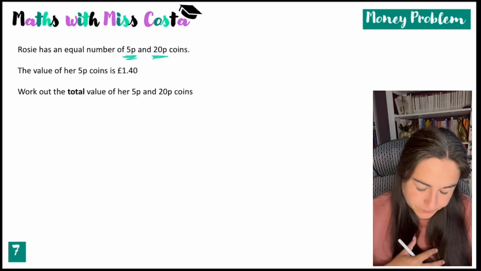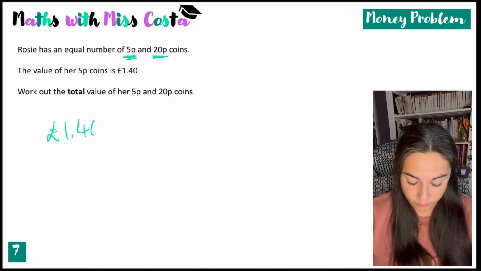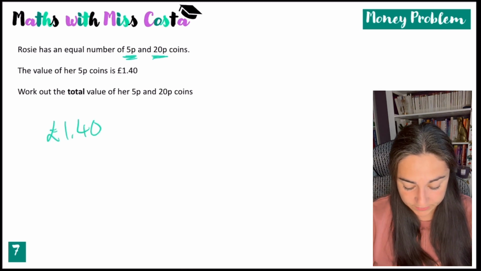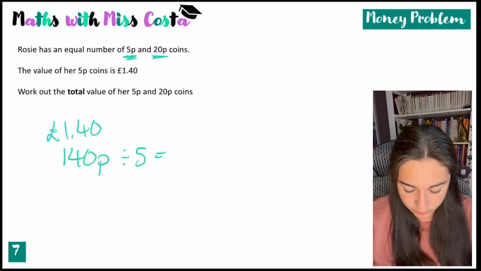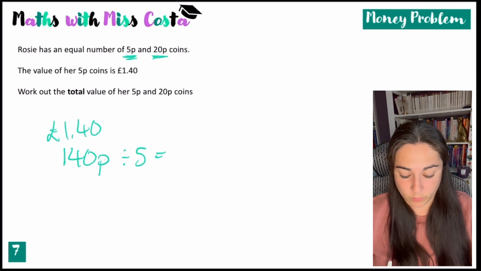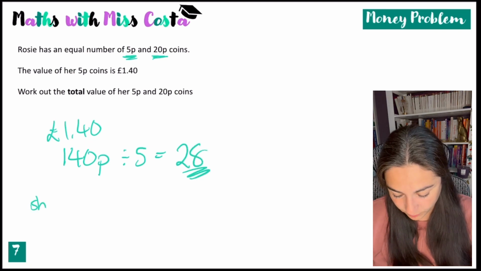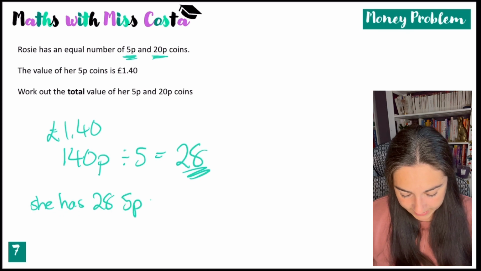The value of her 5p coins is £1.40. Okay, so we know that she has 5p coins that add up to £1.40, which is 140 pence. So what we can do is divide that by 5 to see how many 5p coins she must have. So 140 divided by 5 is 28. So she has 28 5p coins.